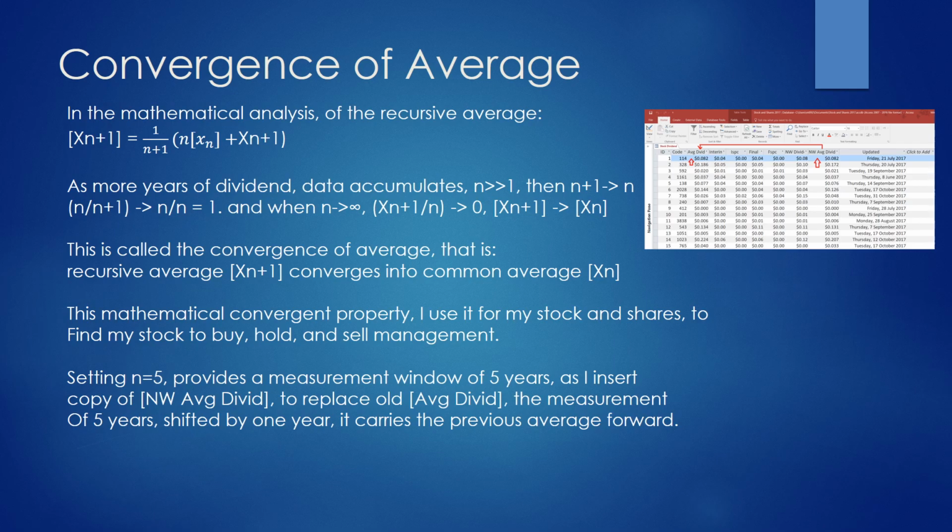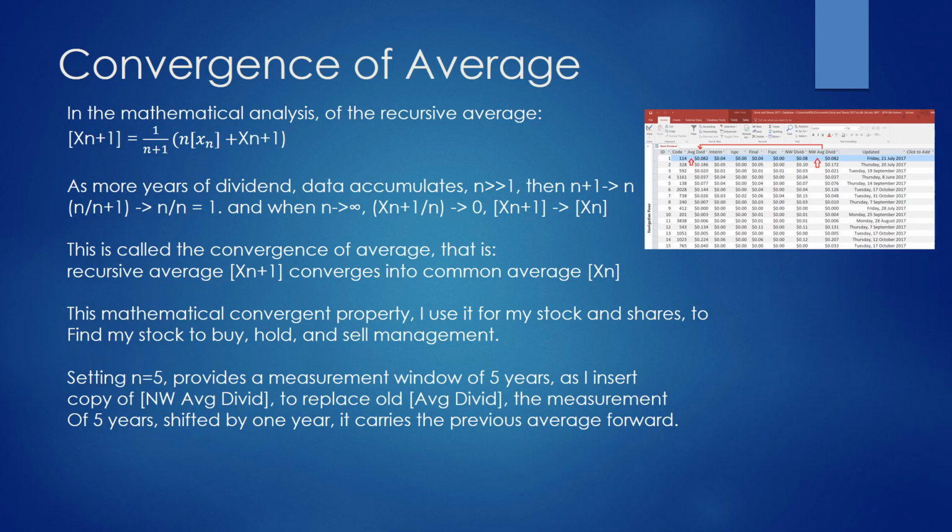That is, recursive average xn plus 1 converges into common average xn. This mathematical convergence property, I use it for my stock and shares to find my stock to buy, hold, and sell management.